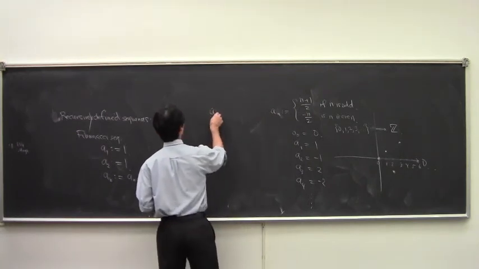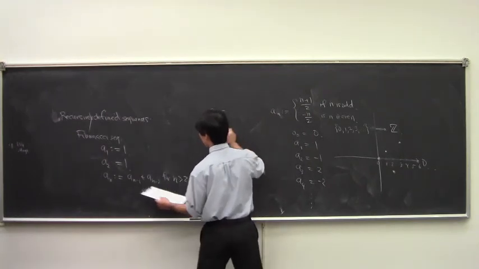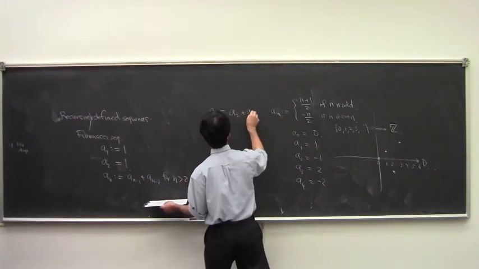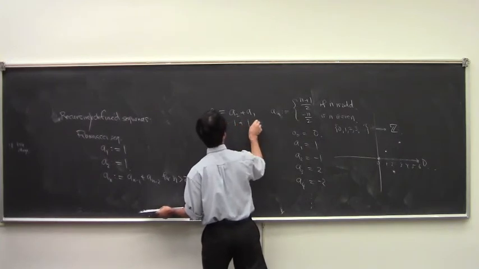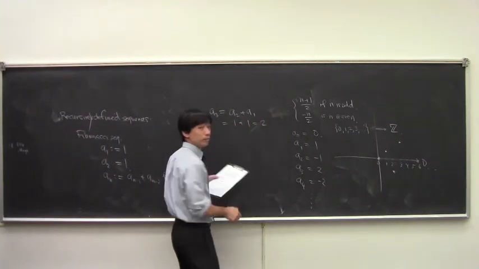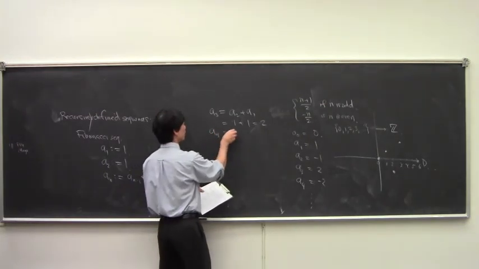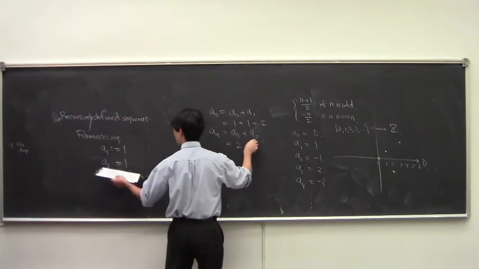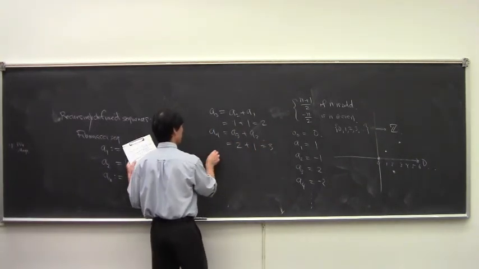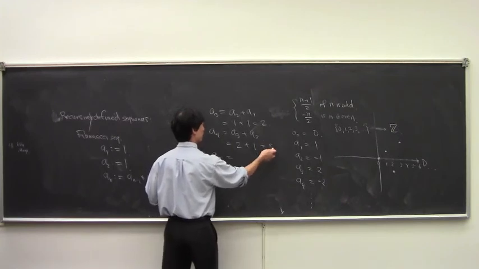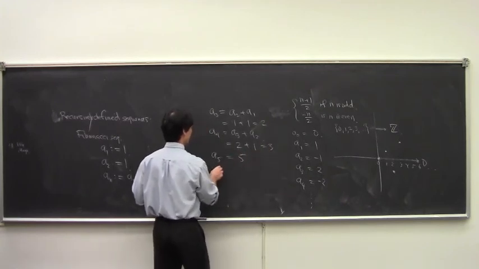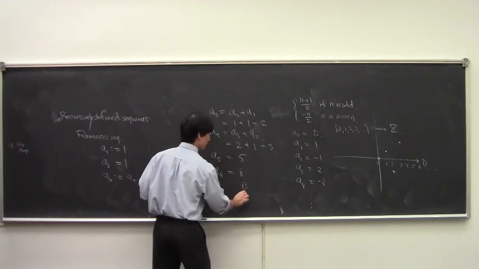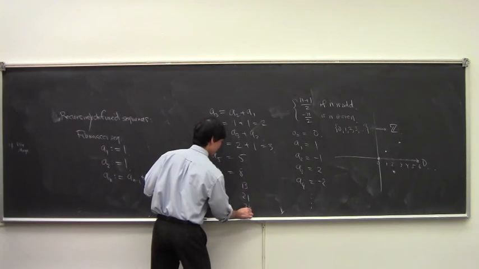So you see how this works. A3 then is going to be, you say, oh look, n is bigger than 2, so this is going to be A2 plus A1. That's 1 plus 1, 2. A4 is going to be A3 plus A2, so that's 3. A5 is going to be the sum of the two previous ones, that's 5. A6 is going to be the sum of the two previous ones, that's 8, and so on.